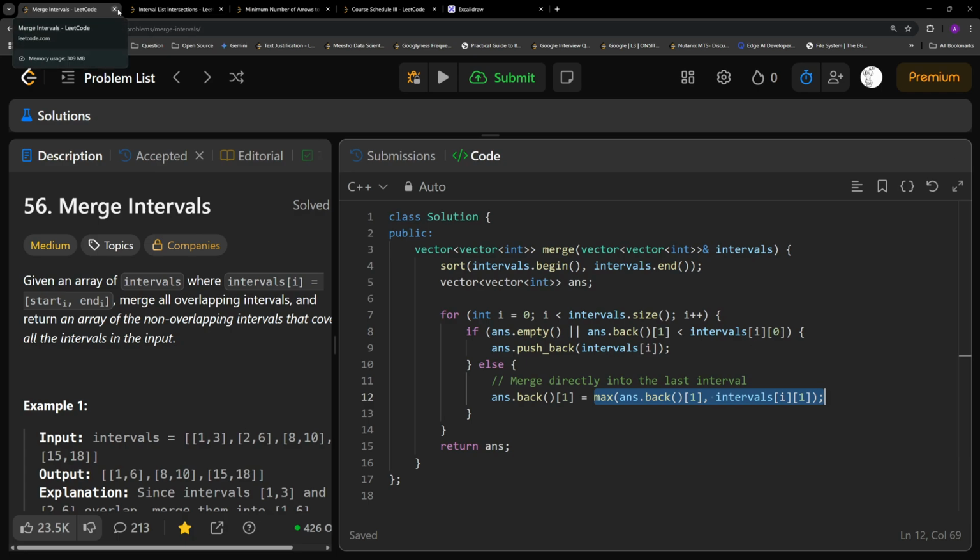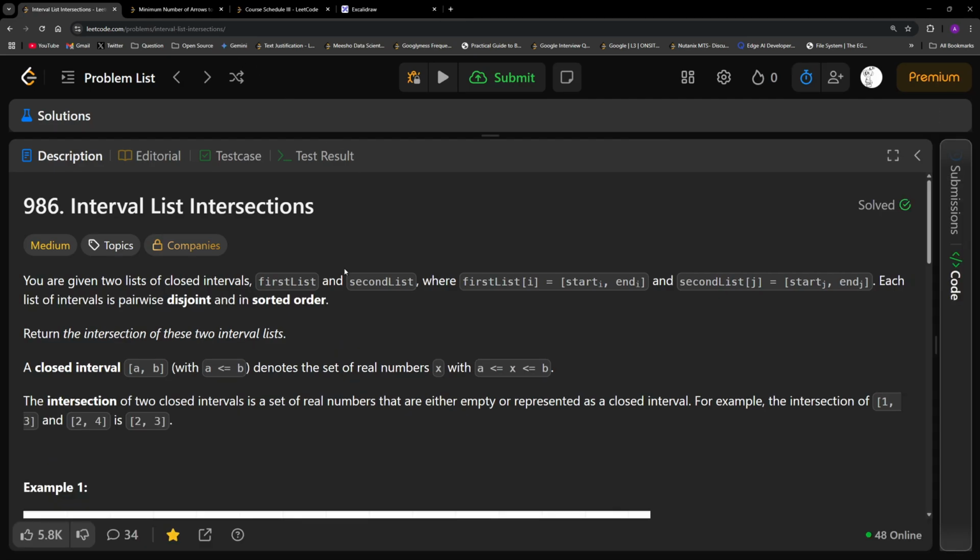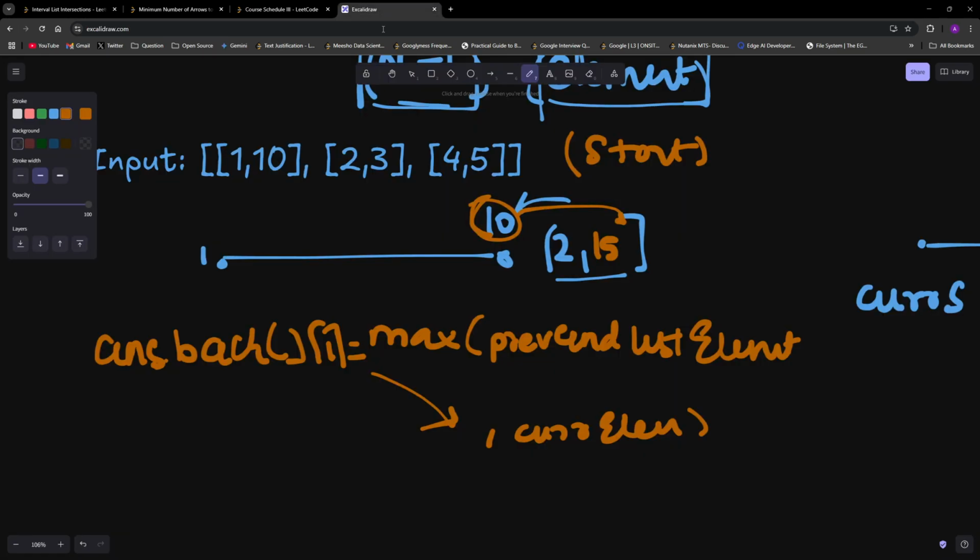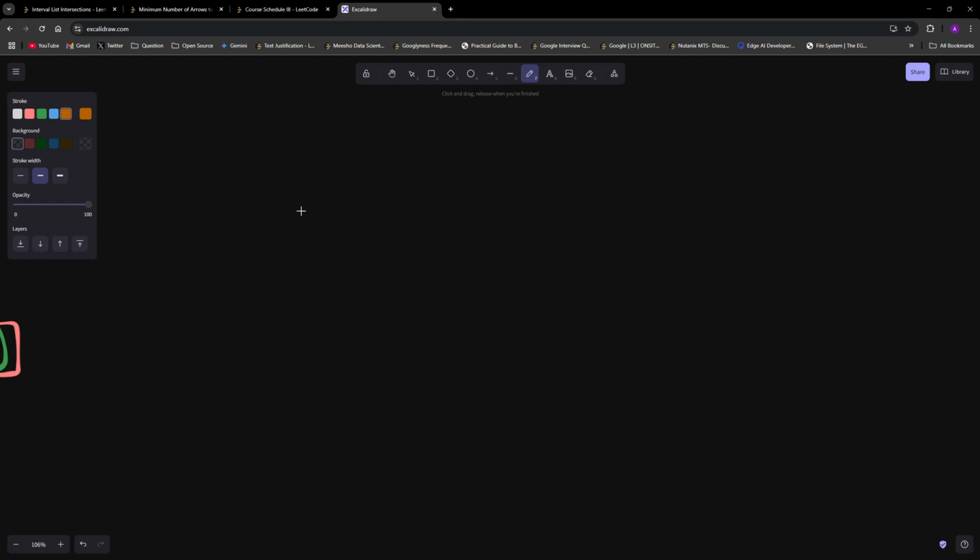Let's move ahead to the next given question. This question is also quite simple. This question is saying that we are given an interval list of intersections. So here there are two lists. Okay, there are two given lists which have been provided to us, list 1 and list 2, and both the lists are in a sorted fashion, something like this.